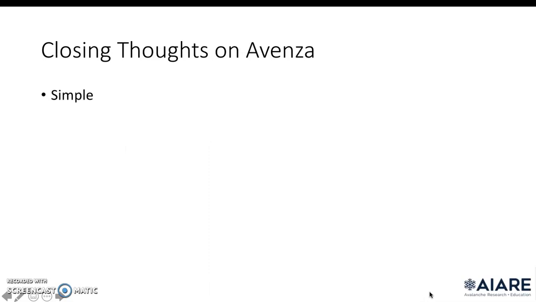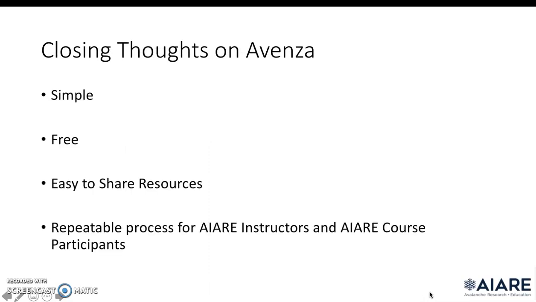Some closing thoughts on Avenza. It's simple, it's free, it's easy to share resources, and most importantly, it's a repeatable process for both instructors and course participants. So you can build trip option catalogs for your venues and you can share them with your students. In the AIARE 2, we start introducing this process to students as a means to reduce their uncertainty. They start building very simple trip option catalogs that then they load on their phone. So this is part of the AIARE curriculum.